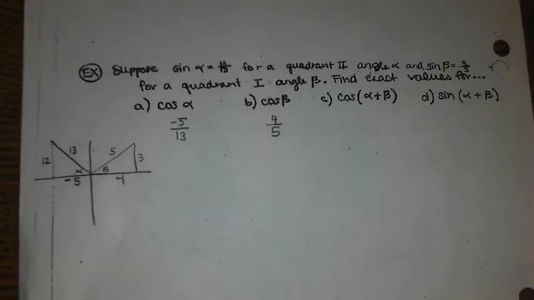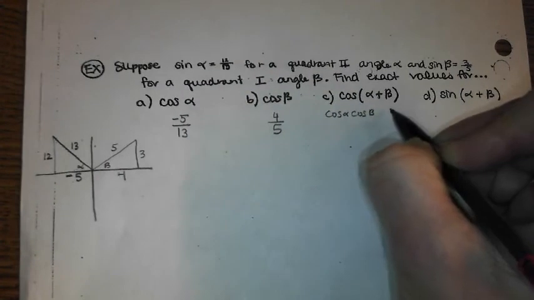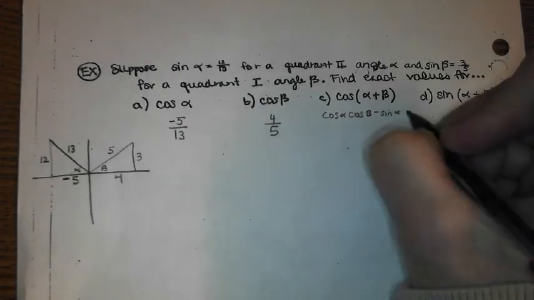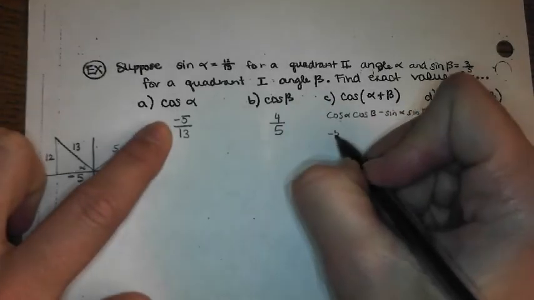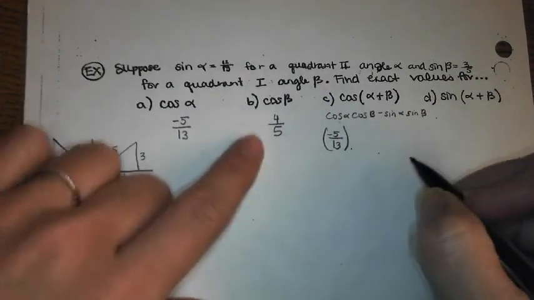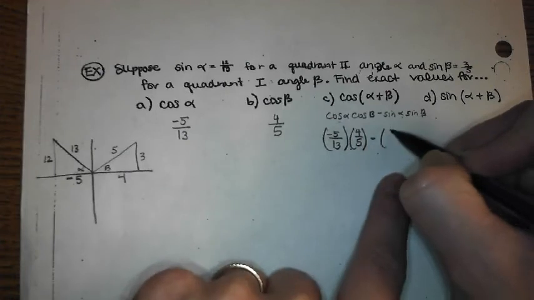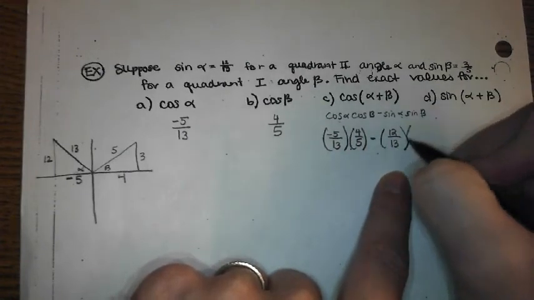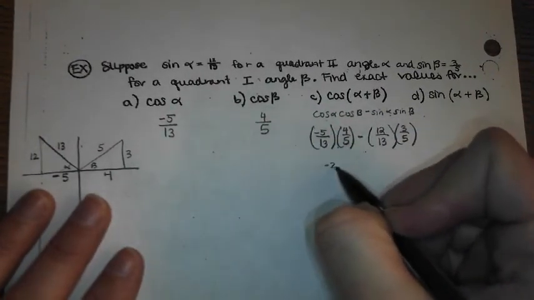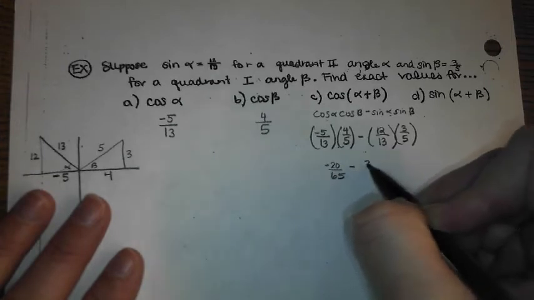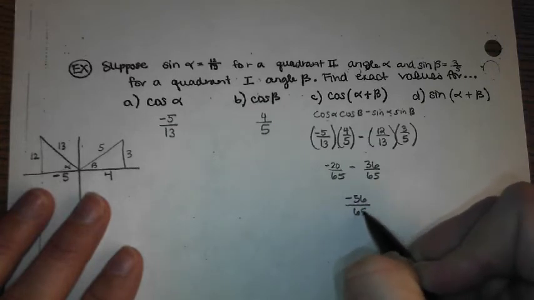So grabbing your formula from the front side, it's cosine alpha cosine beta minus sine alpha sine beta, so that's right in front of us. So the cosine alpha, negative 5/13. Just plugging in and simplifying. Cosine beta, 4/5. Minus sine of alpha, they gave us 12/13. Sine of beta, 3/5. So we get negative 20 over 65 minus 36 over 65, negative 56 over 65.